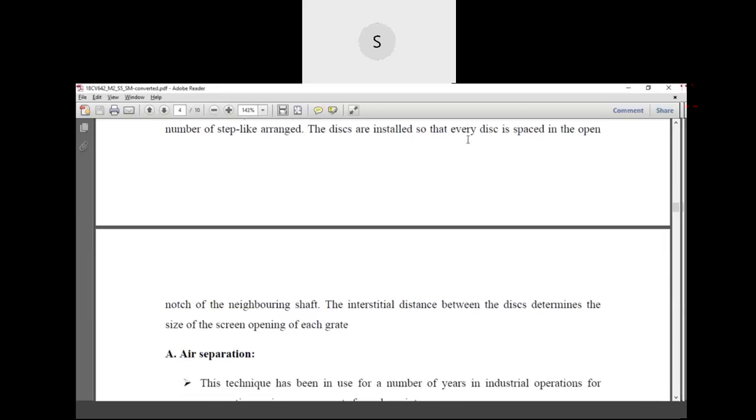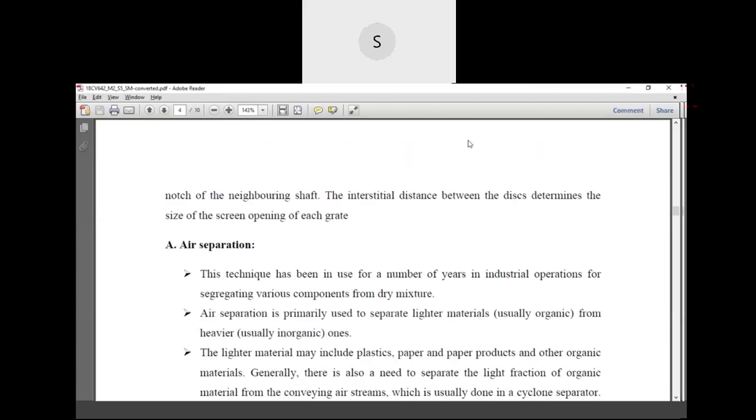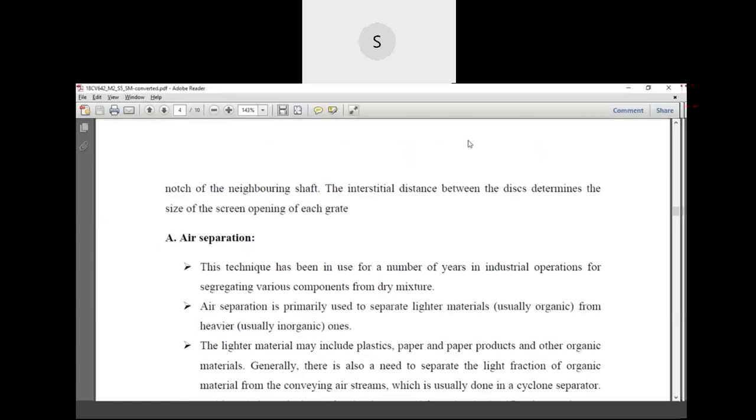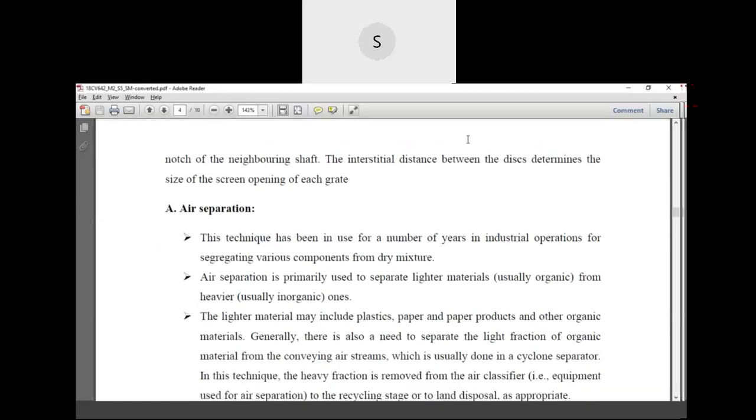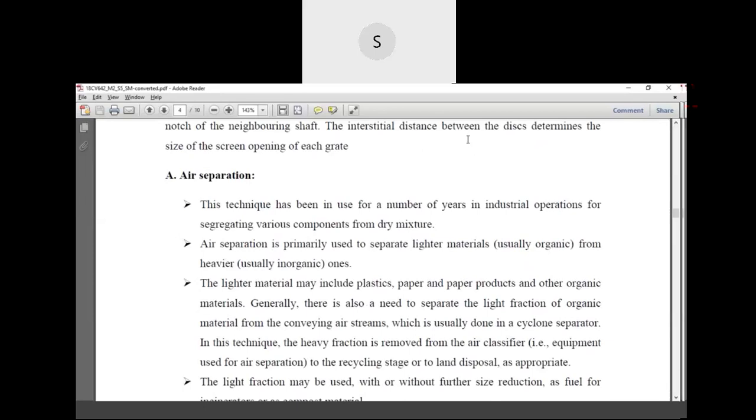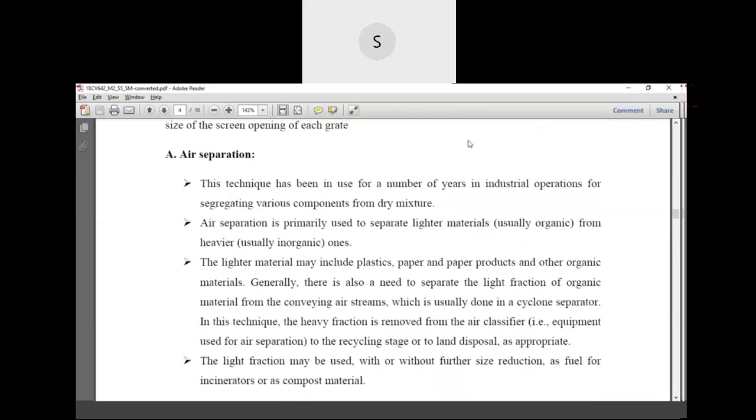Another very important method of separation is air separation. This technique has been in use for a number of years in industrial operations for segregating various components from the dry mills. Air separation is primarily used to separate the lighter material, usually organic, from the heavier, that is inorganic, materials.